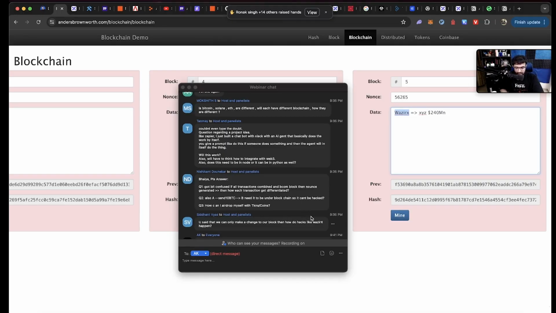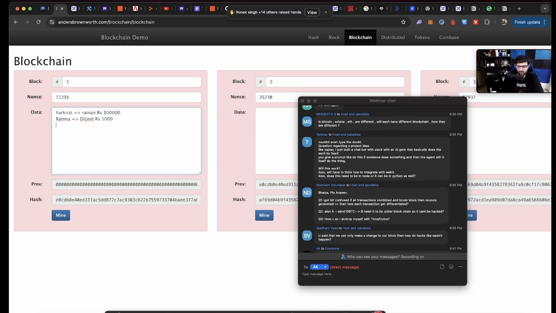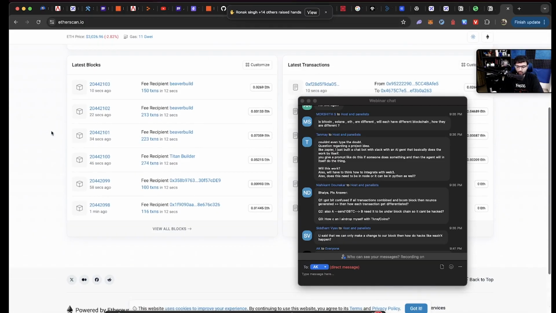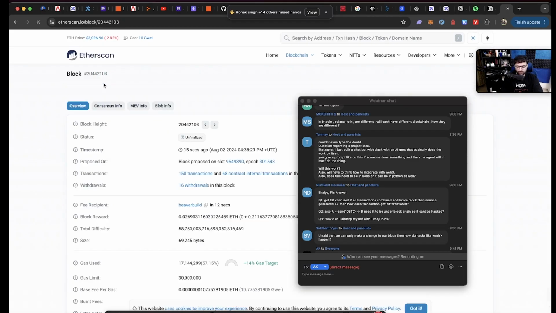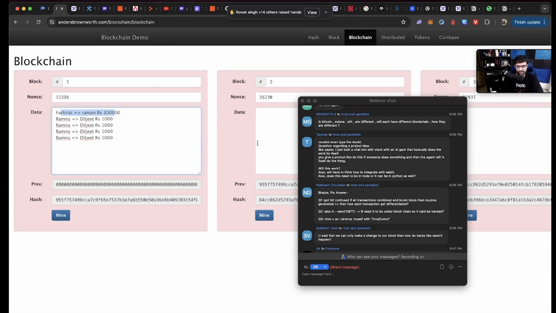Because all the transactions combined into a block, how does each transaction get differentiated? What does combining mean? It just means a bunch of rows, right? This specific block has multiple transactions. If I go to Etherscan and open any block, for example, it says this block was proposed 10 seconds ago. And what does it say? This single block has multiple transactions, 150 transactions. Each block can have multiple transactions, and they can be one after the other. They're not mixed together, so you can differentiate between them.